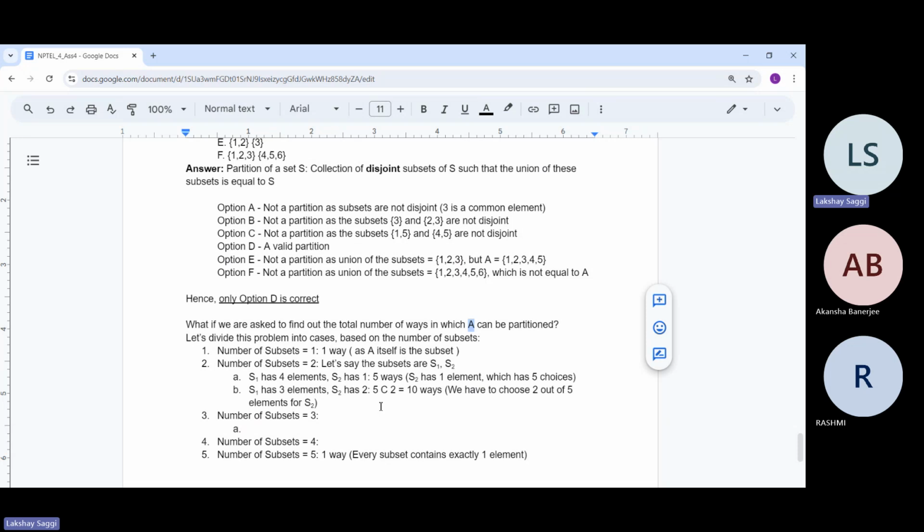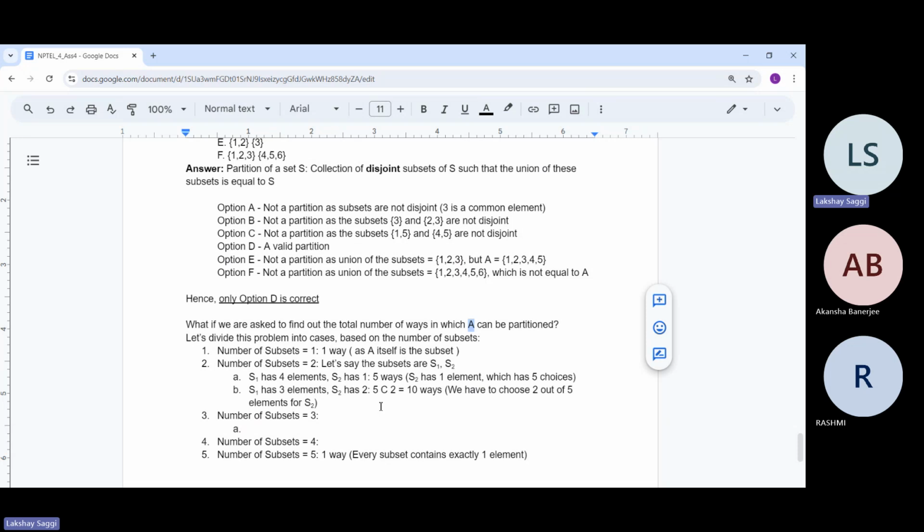Just use this set. Or maybe let's just do it for 1, 2, 3, 4. Then for 1, 2, 3, 4, we know that if the number of subsets is 1, then we still know that... I'm saying that we don't do it for 1, 2, 3, 4, 5 because it will become a bit lengthier, but we just do it for 1, 2, 3, 4. So for 1, 2, 3, 4, we say that if the number of subsets was 1, then we only had one way.